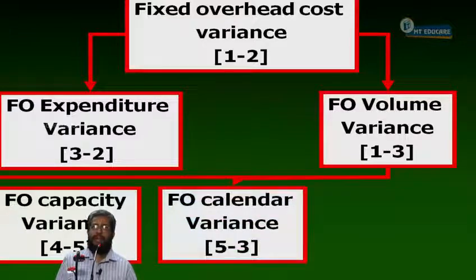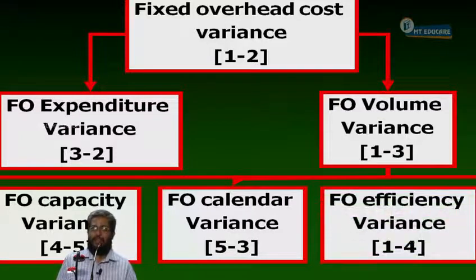Fixed overhead calendar variance, 5 minus 3. Fixed overhead efficiency variance, 1 minus 4. Capacity 4 minus 5, calendar 5 minus 3, and efficiency is 1 minus 4.